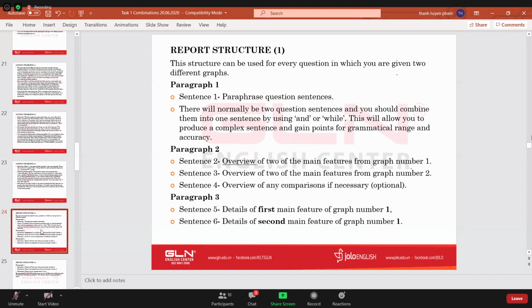Paragraph 2, so the second sentence of your report, overview of the two main features from graph number 1, overview of two main features from graph number 2, and overview of any comparisons if necessary. So, your body paragraph, the advice is that it should be 3 sentences. And for paragraph 3, sentence 5, details of the first main feature of graph number 1, and details of the second main feature of graph number 1.